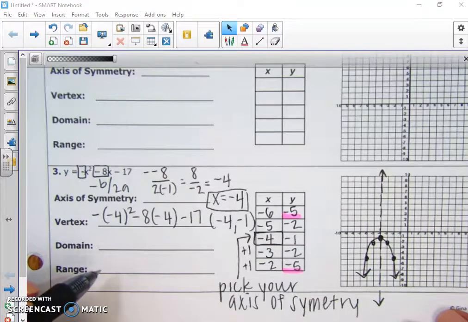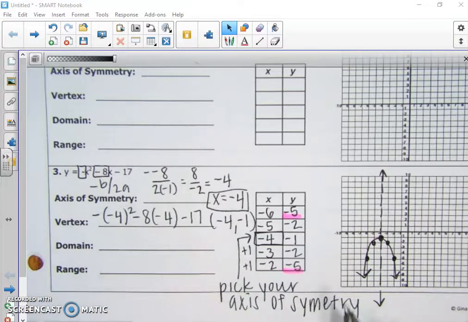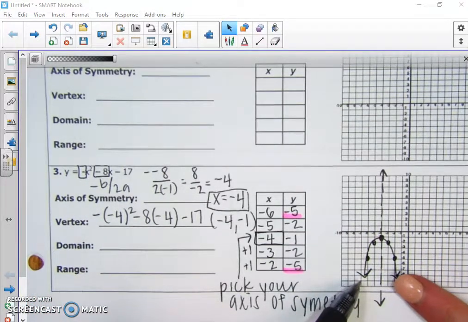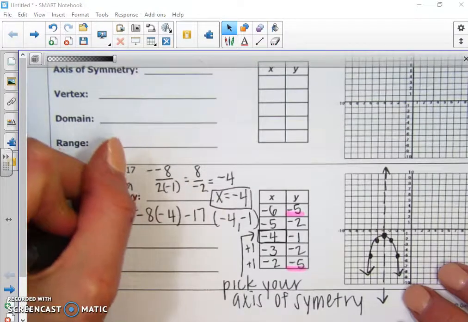So let's talk about domain and range. Domain is the x value, so left and right. The graph is continuously moving left and right forever and ever. So we're going to say it's all real numbers.